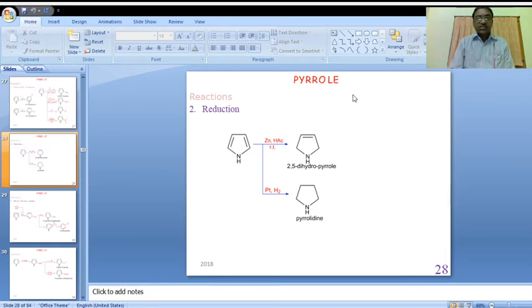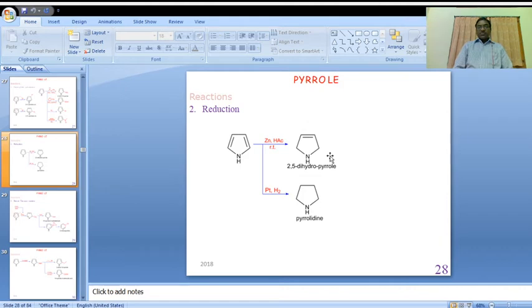The next reaction is the reduction reaction. Pyrrole on reaction with zinc in presence of acetic acid at room temperature forms 2,5-dihydropyrrole. Second and fifth positions get reduced. Is it clear? This is the structure. We will get this type of product.